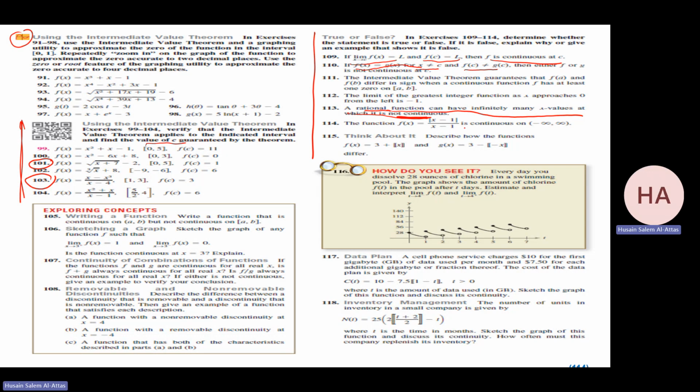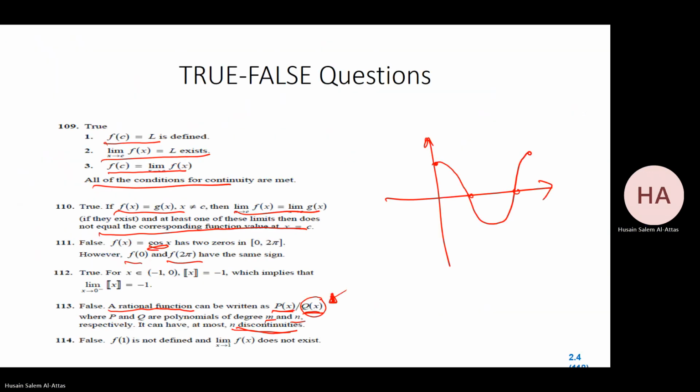Okay, this function is continuous in this. Very clearly is wrong, since it's not defined at x equals 1 to start with. So this is false. One is not defined, and the limit does not exist.